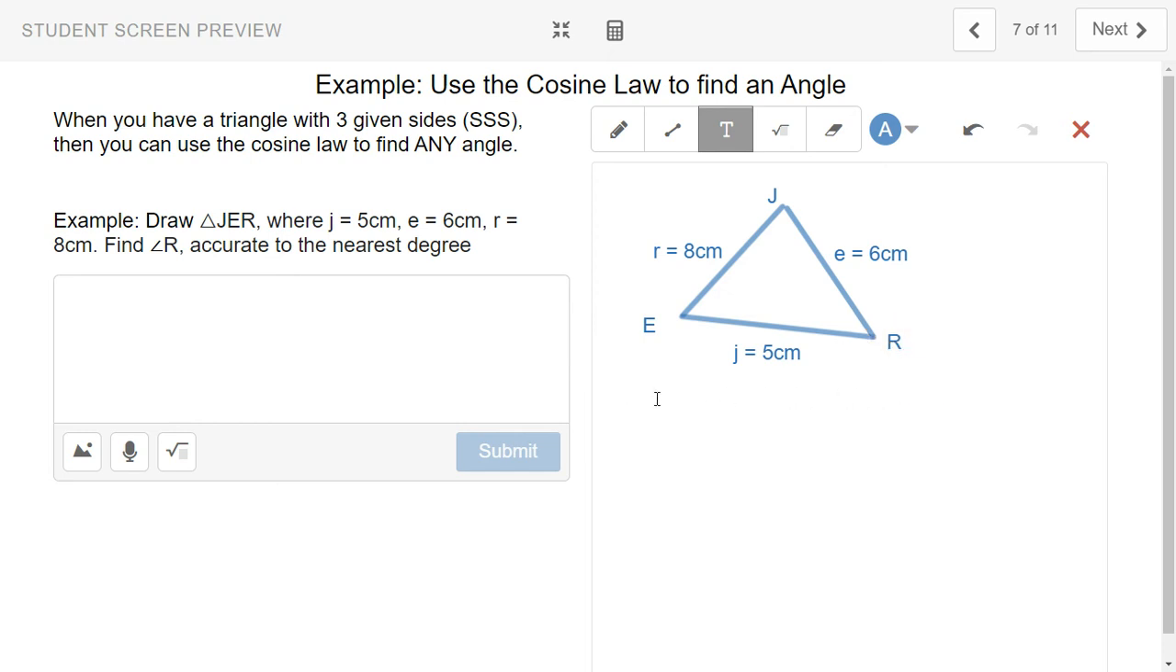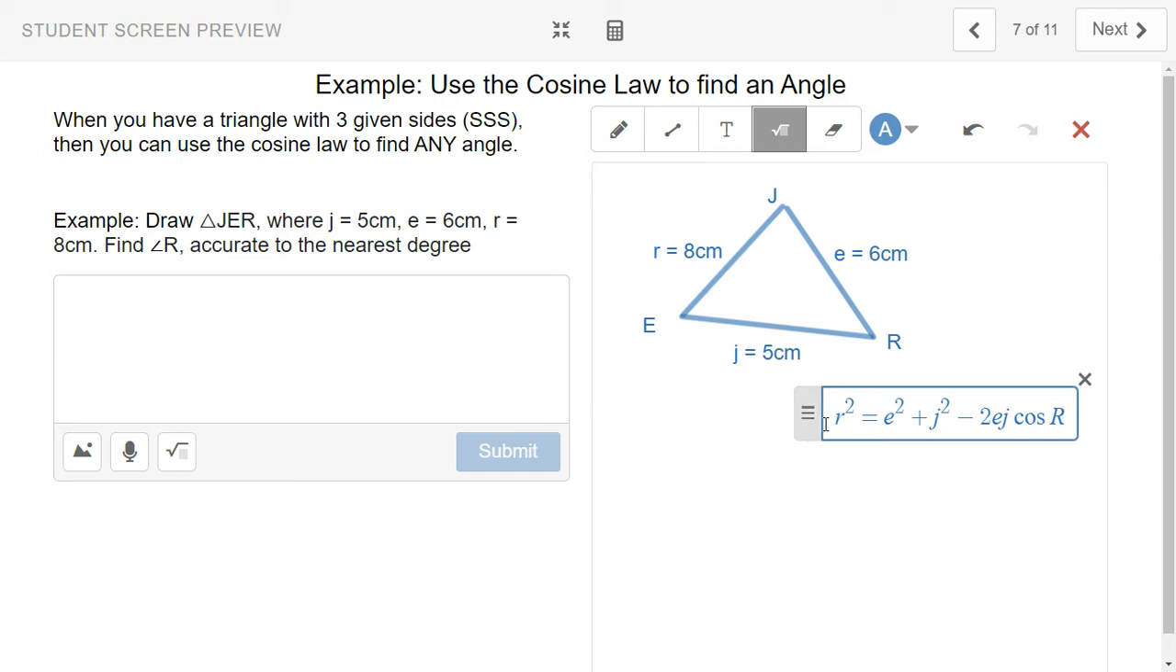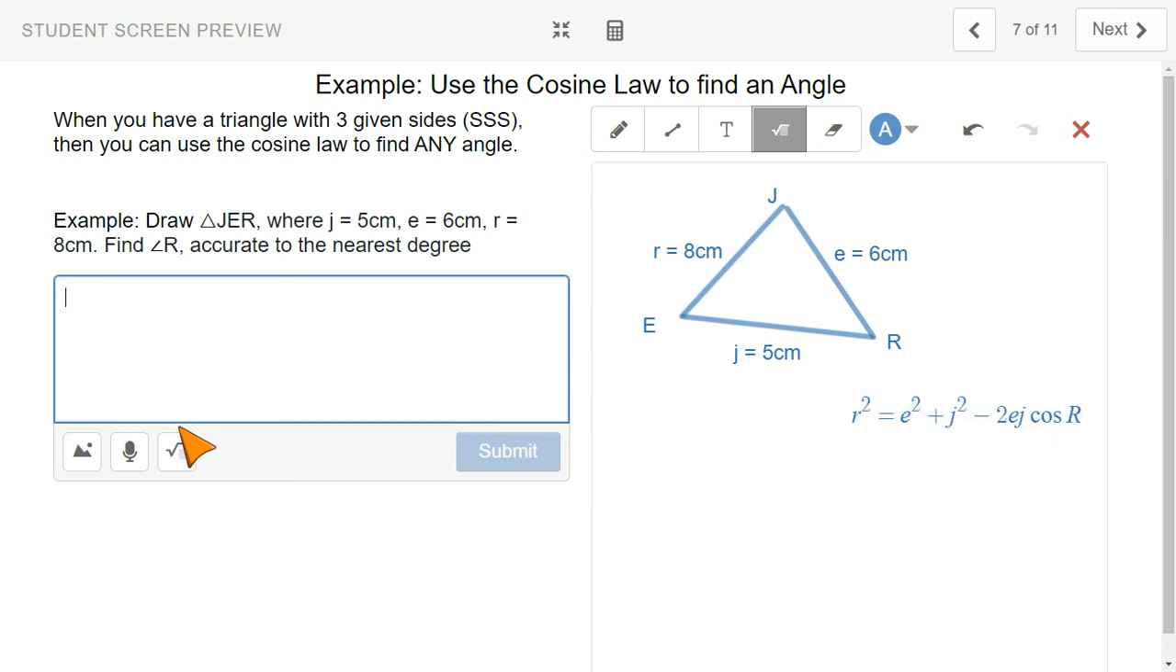Now, because we're finding R, we need to write an equation that reflects angle R. So it has to include angle R, meaning I am going to write an equation that starts with R squared and ends with cosine R. Okay, let's substitute the values in. 8 squared equals 6 squared plus 5 squared minus 2 times 6 times 5 times cosine R.